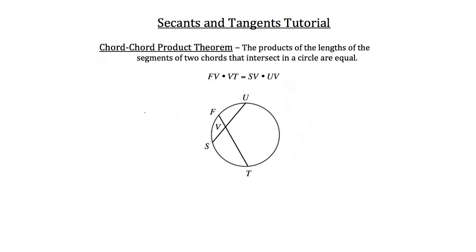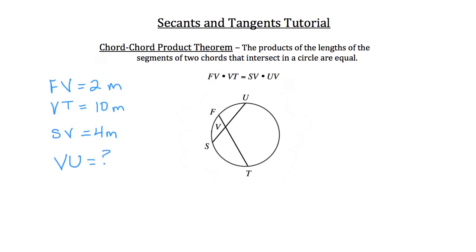Now, what I'd like to do is just put in some practice here so that you can really get this product theorem down. So I'm going to tell you that segment FV has a length of 2 meters, and segment VT has a length of 10 meters. And lastly, segment SV has a length of 4 meters. What I'd like you to do is solve for the length of segment VU.